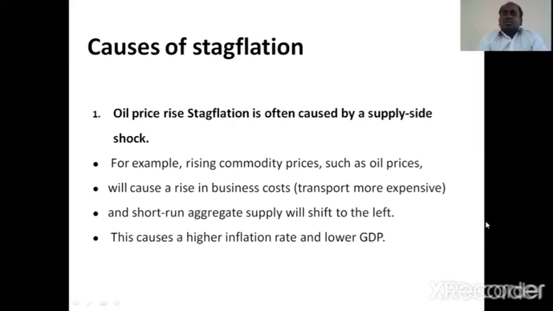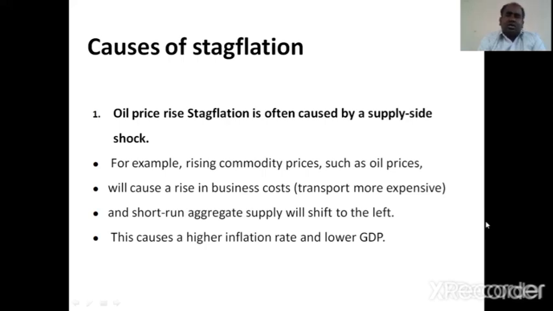The first cause of stagflation was in the European countries. There was an oil price rise, so it is often caused by a supply side shock. That means there was no proper supply. For example, rising commodity prices such as oil prices will cause a rise in business costs. That means transport becomes more expensive, because when the price rises, if demand decreases, there may be no purchase, and transportation bears the cost at that time with no profit.